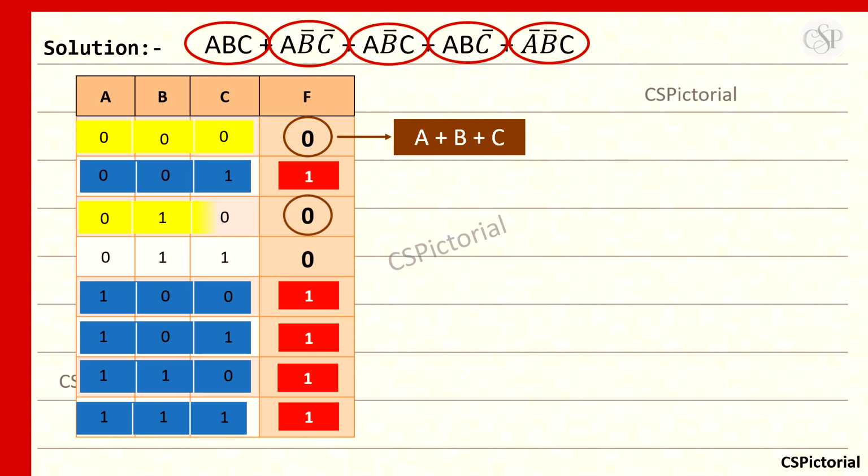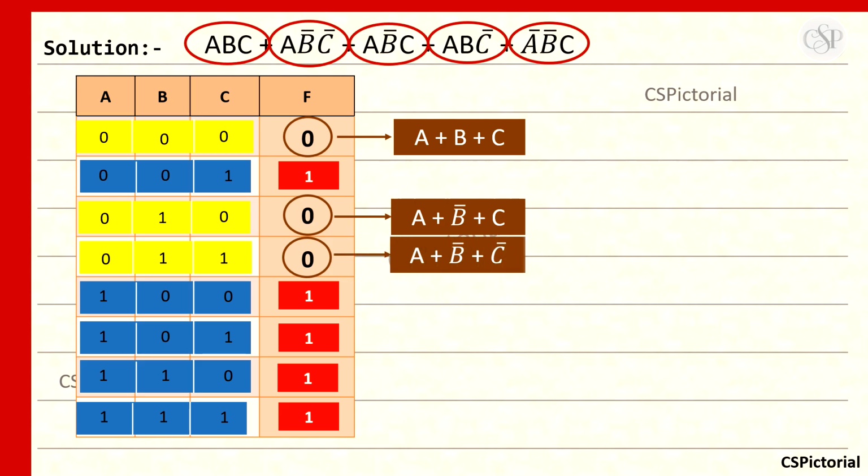In the second entry, A equal to 0, B equal to 1 and C equal to 0. So the max term is written as A plus B bar plus C. And in the third entry, A is 0, B is 1 and C is 1. So the max term is written as A plus B bar plus C bar.